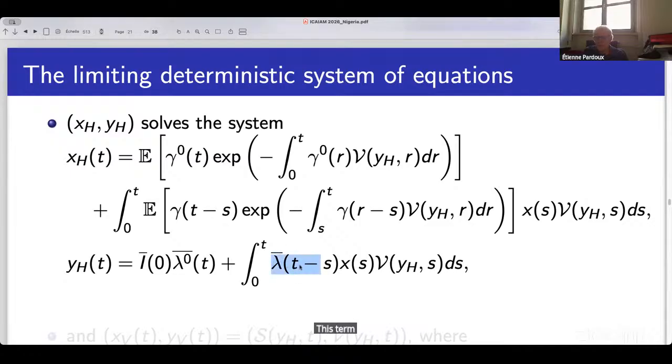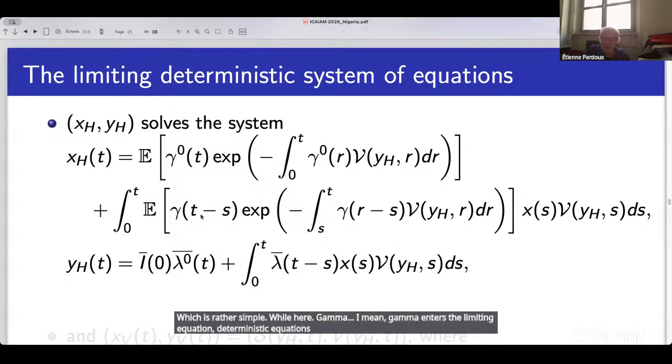This is the expectation of lambda. It's just the first moment. So in the limit, the random function lambda enters only through its first moment, its expectation, which is rather simple. While here, gamma enters the limiting deterministic equation through a complicated functional of gamma.